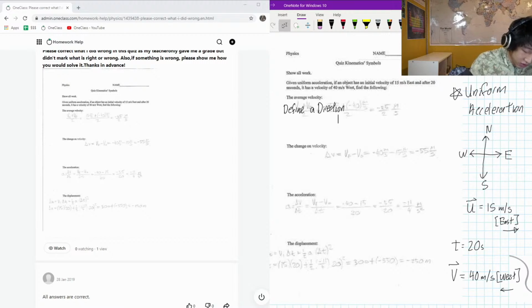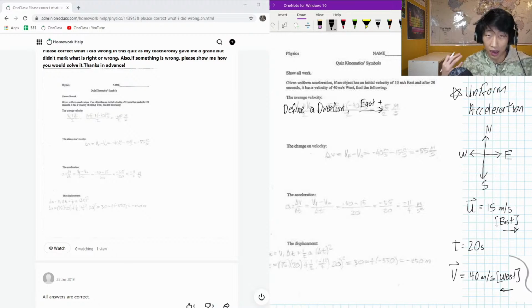So, define a direction. Let's say east is positive. That would mean that west has to be negative. There's nothing wrong about going towards the west, it's just how we have to set up our things. So our u, towards the east, is going to be positive 15. And our v, since it's going towards the west, is going to be negative. I'm just putting these signs here.